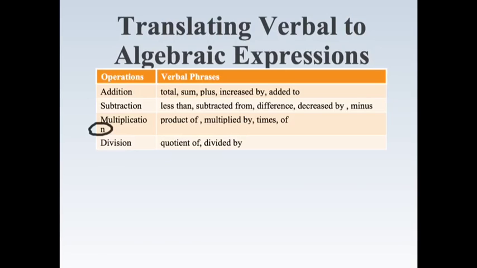Multiplication: the words product of, and we talked about product being the answer to a multiplication question. So product of, multiplied by, times, of. Now this is a little tricky. I don't like saying that of means multiply, but the reality is oftentimes when you see the word of, 1/2 of, or 2/3 of, it does imply to multiply. And then finally division, the word quotient or divided by will be used. Let's use this for the next example.